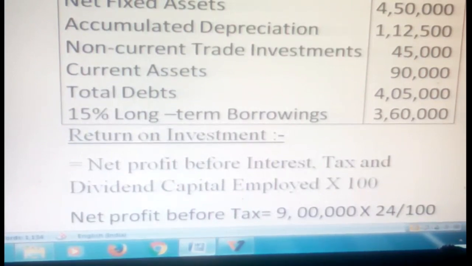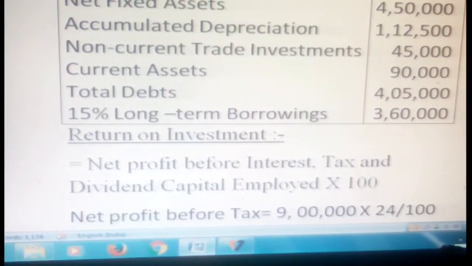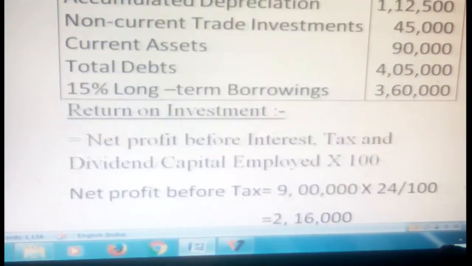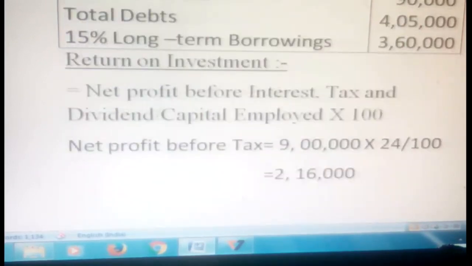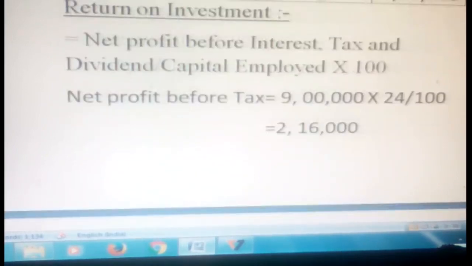As you know, you have to apply the formula first. So it is better you always write the formula first. Then work out the steps. Here, net profit before interest, tax and dividends divided by capital employed, into 100. Here they gave the first calculation. Net profit before tax, from the problem they gave 9 lakhs. Then the rate they gave, net profit ratio 25%. So naturally, what is our net profit? 2,16,000.